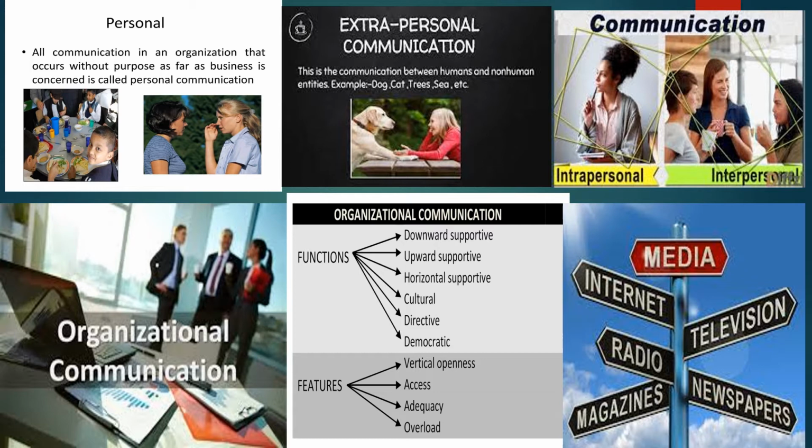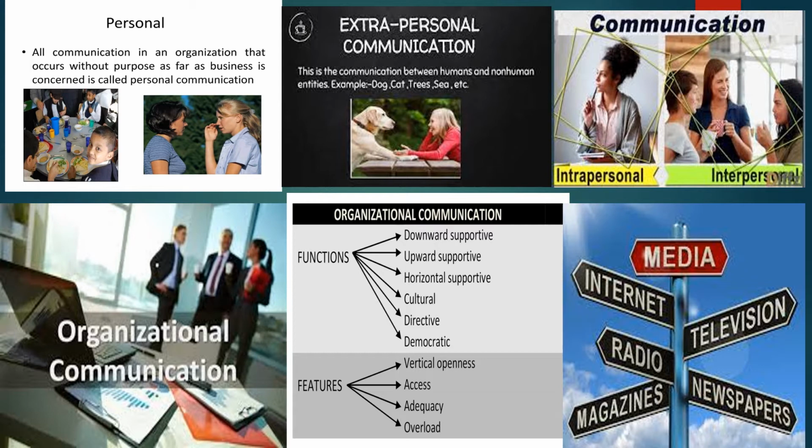The second one is extrapersonal communication. Extrapersonal communication is communication between a human being and a non-human being. You can see here, human being and non-human entity, this is called extrapersonal communication. Example, when your pet dog comes to you wagging his tail as soon as you return home from college. It is an example of extrapersonal communication. This form of communication requires coordination and understanding between the sender and the receiver. So here the communication between them should have proper coordination and understanding.